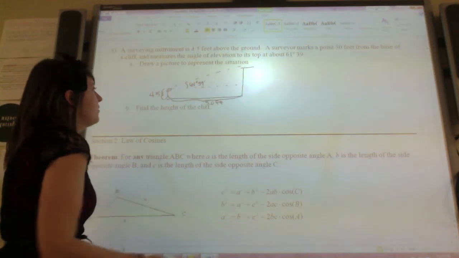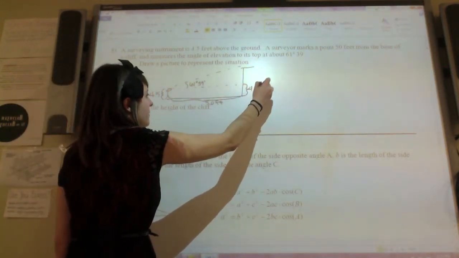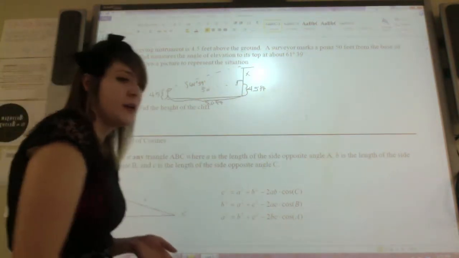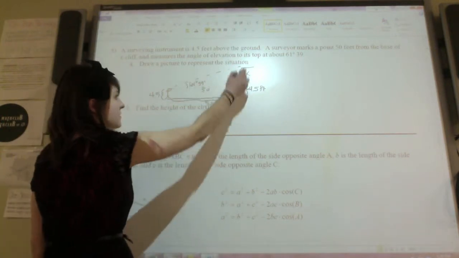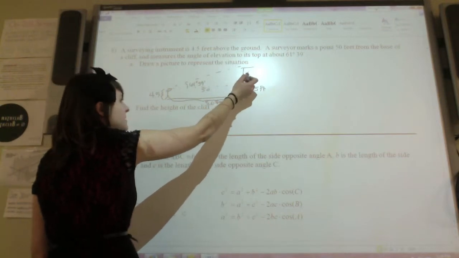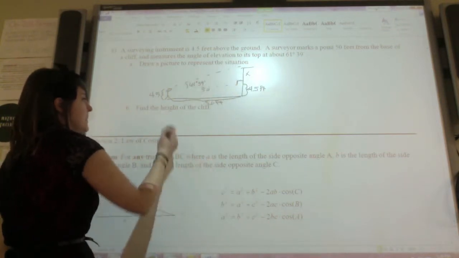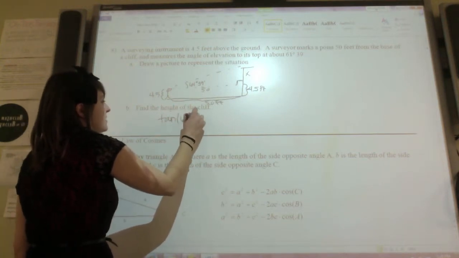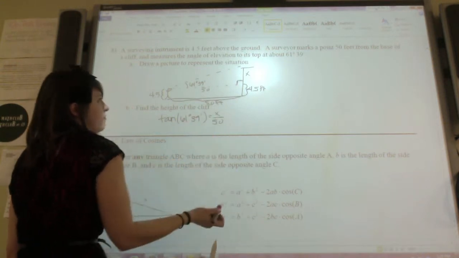So that would be my angle of elevation, where this distance is 4.5 feet. Alright, so I've got my picture here. Now I can solve my problem using the fact that this is a right triangle. So I know that I have my opposite and my adjacent side to this angle here. That's opposite over adjacent, which is tangent. So I can say the tangent of 61 degrees and 39 minutes is equal to x over 50.